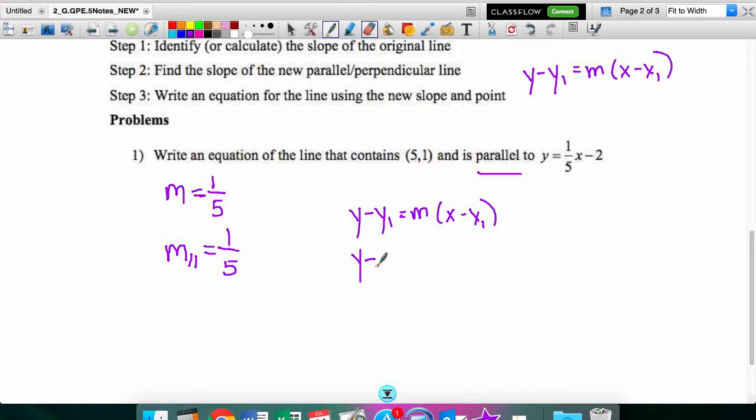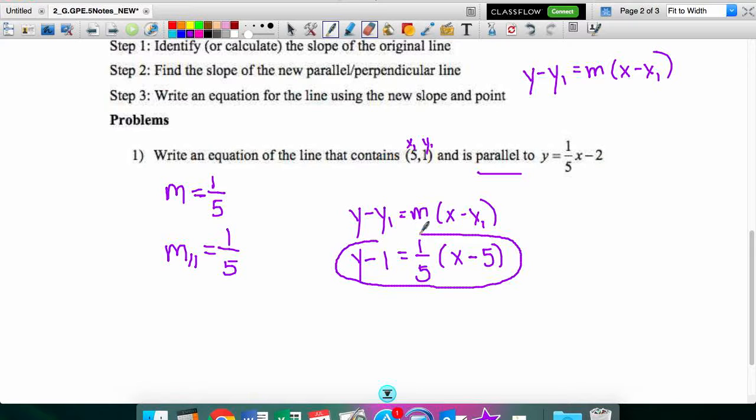Okay, so let's go ahead and plug in what we know. Our y1 will be the y coordinate of our new point, so 1, equals our new parallel slope, 1/5, times x minus x1, the x coordinate of our new point, 5. And this is our line.